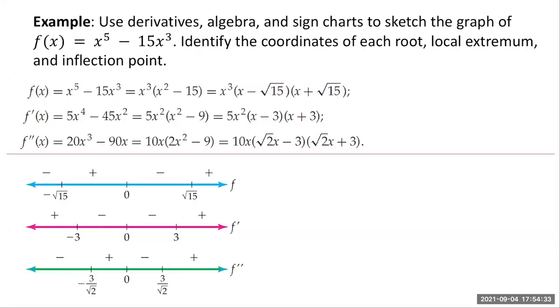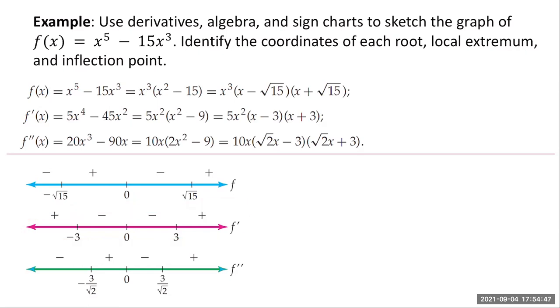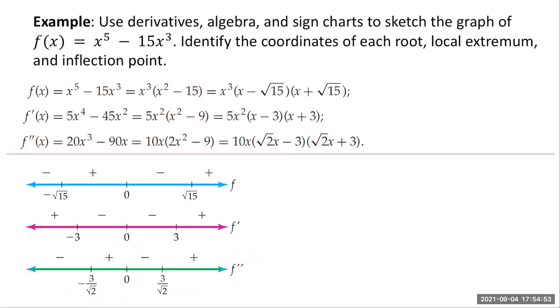So I'm going to have a sign chart for my f, and then I need to identify local extrema. To identify my local extrema, I can use the first derivative test. So I'm going to have a sign chart for f prime. And then to identify inflection points, I'm going to have a sign chart for f double prime. So first of all, let's observe that this is the given function.